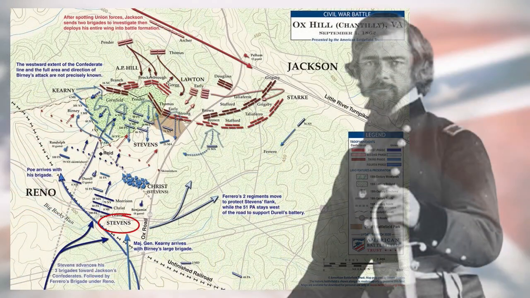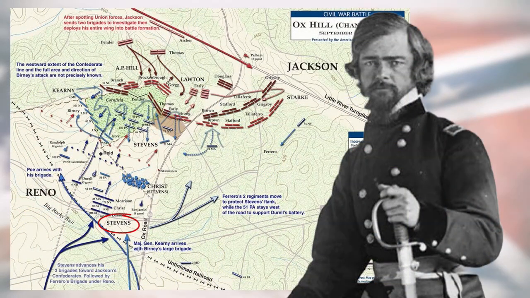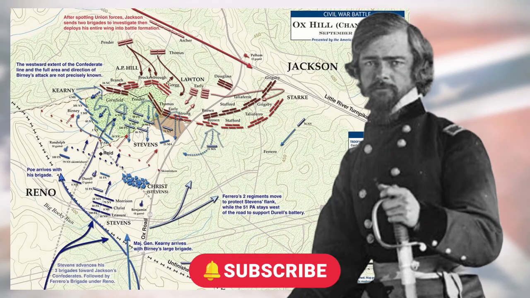Stevens first set in motion 3 companies of New Yorkers, who opened fire on the Confederate skirmish line. The Southerners pulled back into the cover of the heavy woods surrounding Ox Hill as the Federals advanced across the open fields before them. Next, Stevens hurried 3 more brigades into battle.